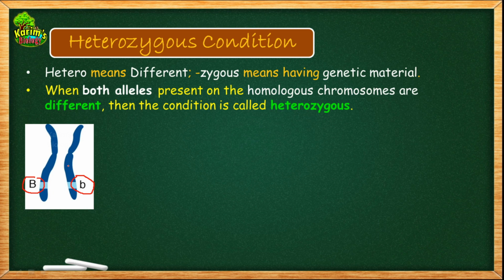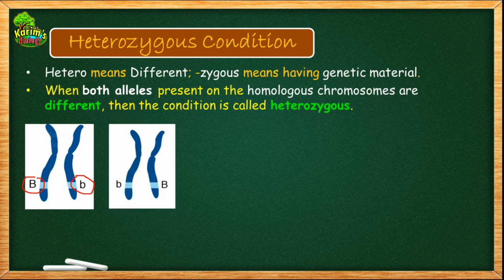Now I can call these two chromosomes heterozygous individuals, and this condition can be considered as heterozygous condition because two different versions of the same gene are present in this pair. One is the dominant one and the other one is the recessive one. Hence this is called heterozygous condition.